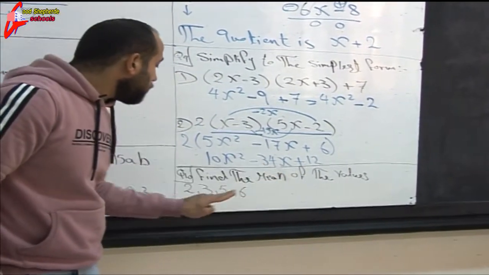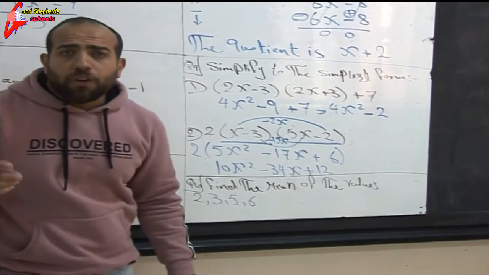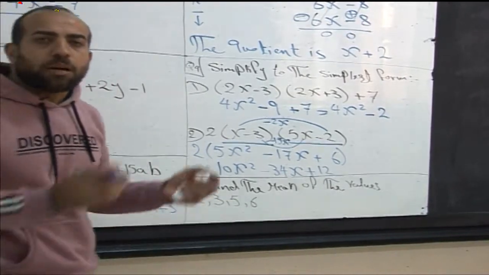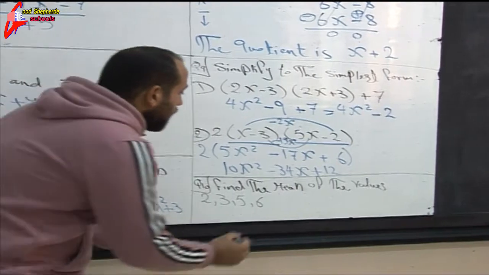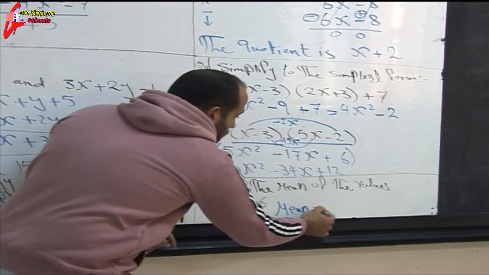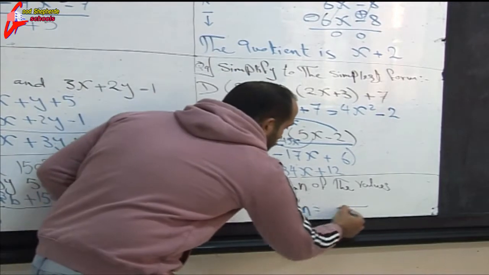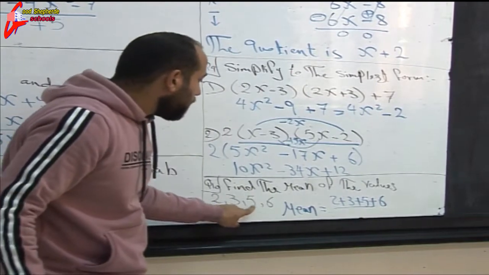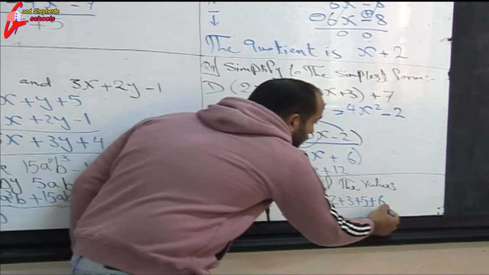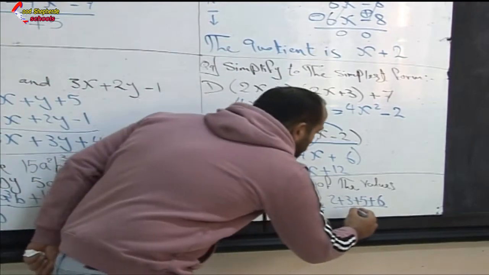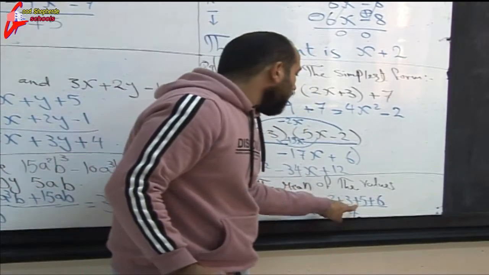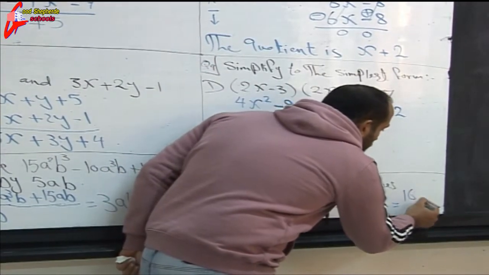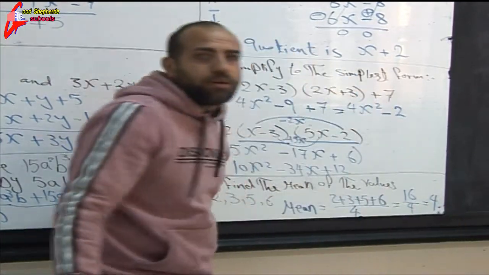Find the mean of the values 2, 3, 5, 6. To find the mean, add the values and divide them by their number: sum of values over their number. So add 2 plus 3 plus 5 plus 6 over their number. They are 4 values, so divide them by 4. 2 plus 3 is 5. 5 and 5, 10. 10 and 6, we will get 16. 16 over 4 equals 4.